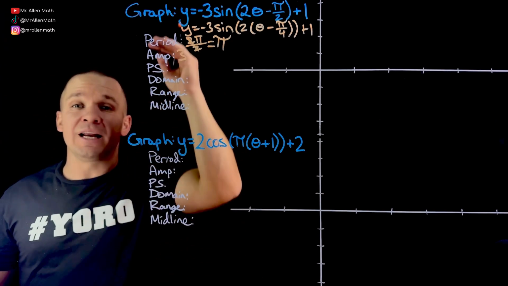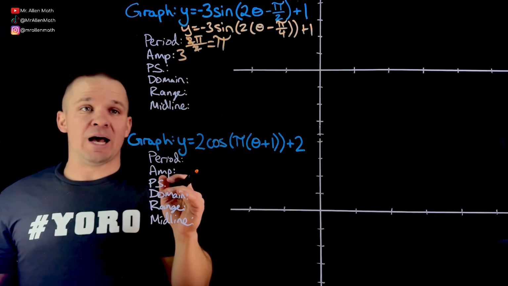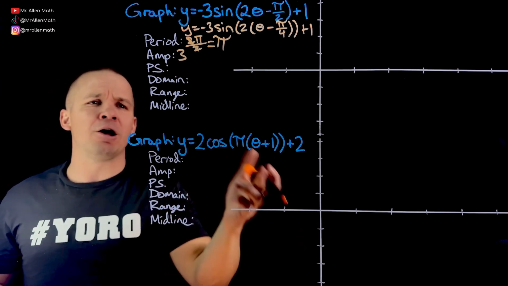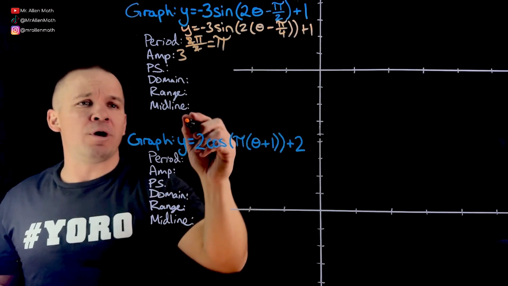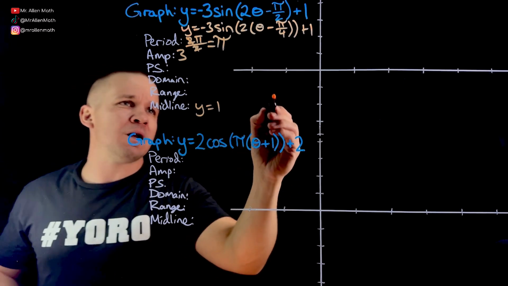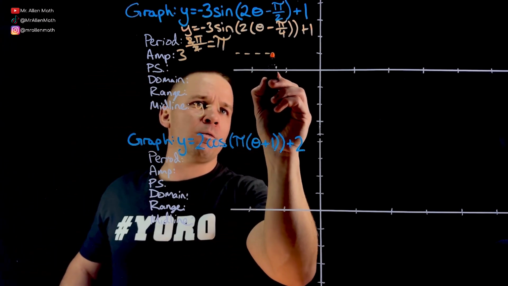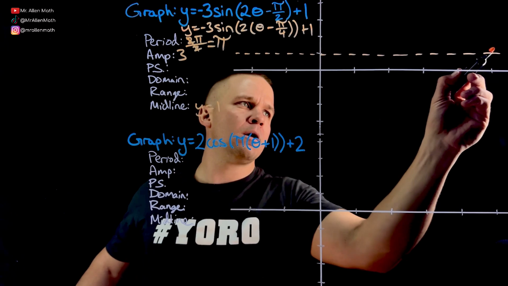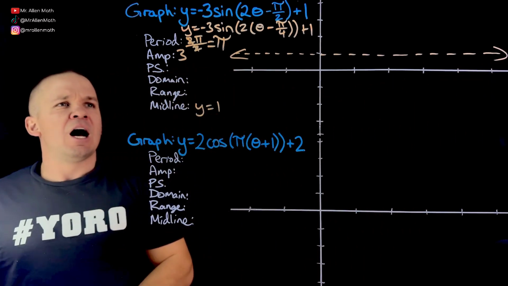It's how much I'm oscillating above and below that midline, which, why don't we just talk about the midline now? I'll jump to the end. I don't care, right? Plus 1. So we got y equals 1. And I'm just going to plot that right now, okay? Whee! Beautiful.